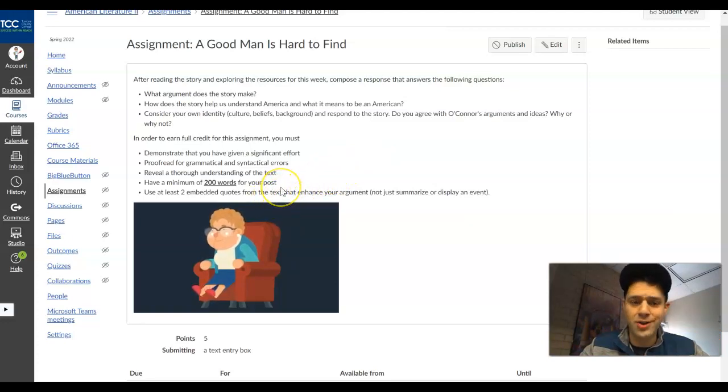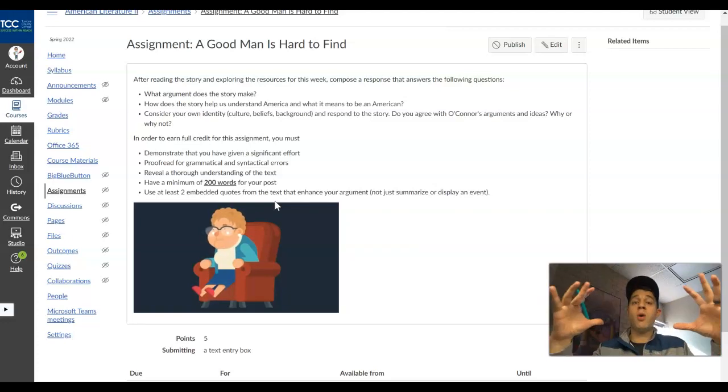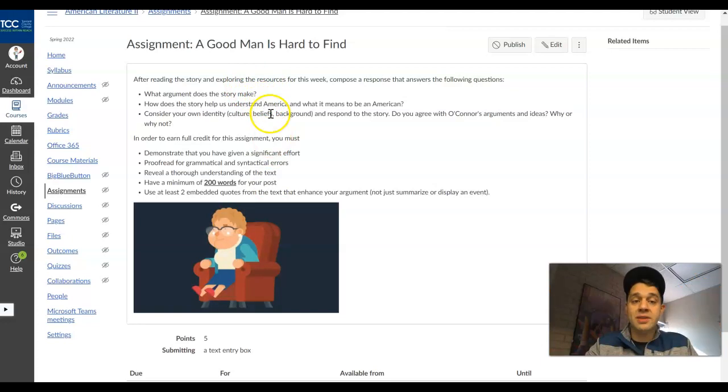Make sure you have 200 words, which is nothing. And then use at least 2 embedded quotes from the text that enhance your argument, not just summarize or display an event. So what I want to tell students is that you want to make sure that you're giving me a quote that's actually furthering your argument about what the story is making, or how it helps you understand what it means to be an American, or how it sheds light on your own identity, or what you agree or disagree with. Don't use a quote that says something like, the grandmother was mad, right? Like it doesn't shed light on anything that you're arguing.